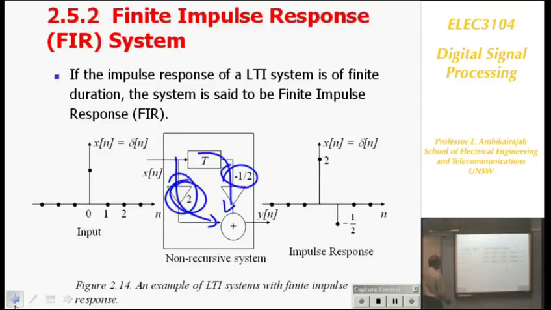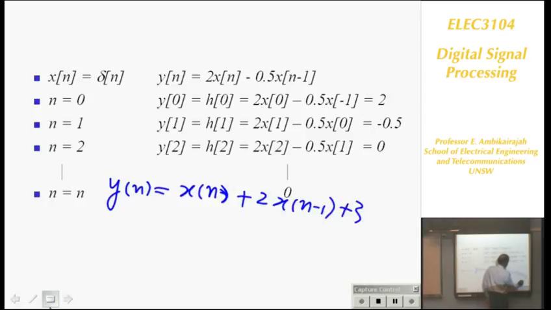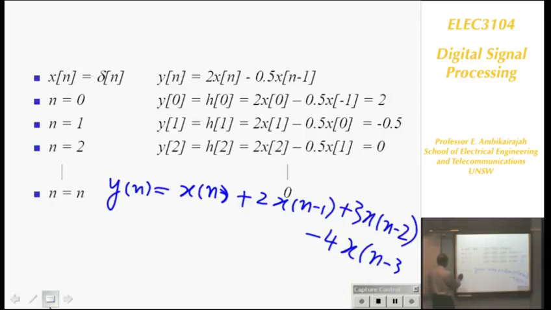If you've understood that very carefully, let's take a system yn is equal to xn plus 2x n minus 1 plus 3x n minus 2 minus 4x n minus 3. What is the impulse response? That means xn is equal to delta n. What will happen to the output? Output is called at the time is hn.